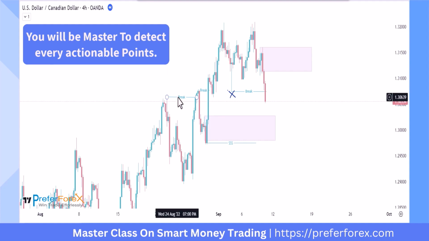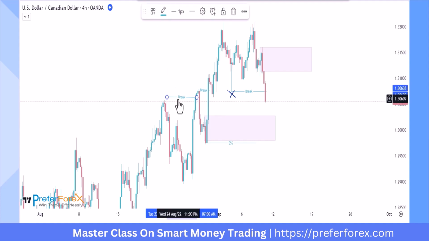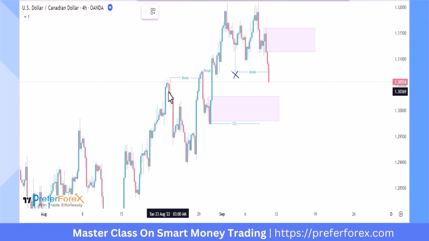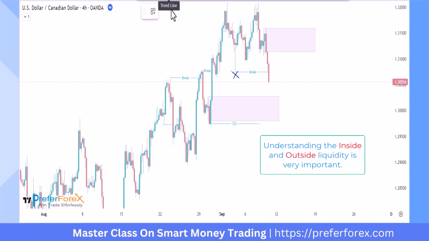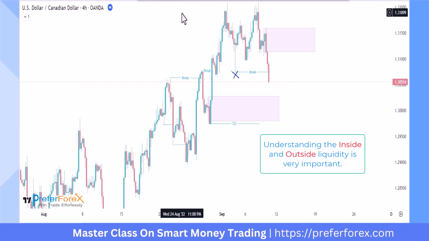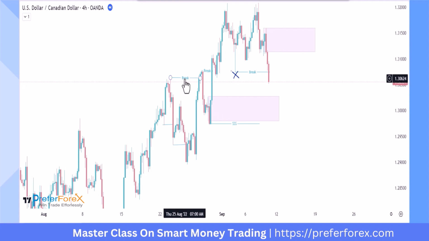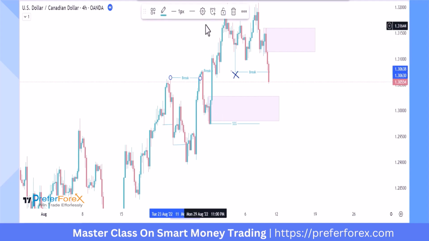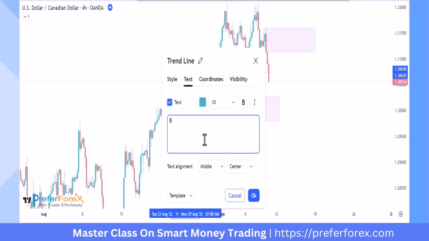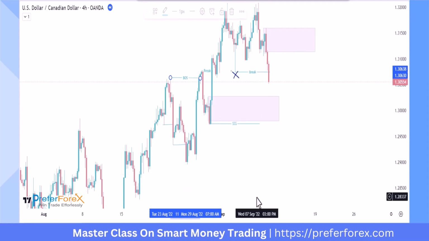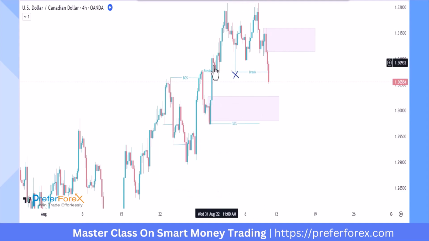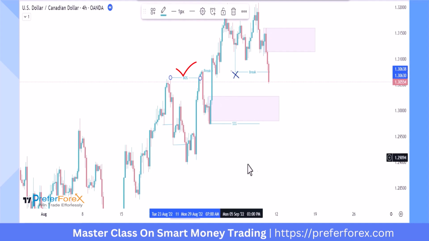Now look at this higher high break. This movement takes the liquidity of several lows here and here. Both inside and outside liquidity it takes. And this break is the real break of structure. So among those breaks, this is the only correct break of structure.